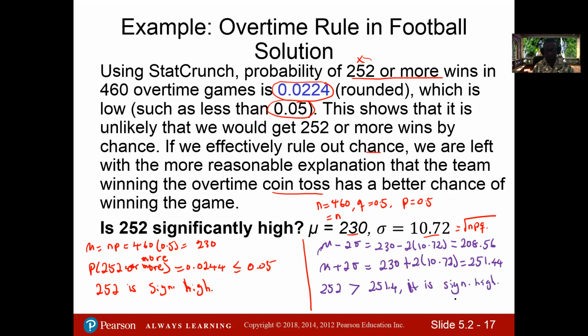Okay, so that brings us to the end of this section. We looked at the binomial distribution using the formula, using StatCrunch, using the table to find the probabilities, and also finding the center, the mean, and the standard deviation, and then determining whether a value x is significantly high or low using the range rule of thumb or the probability.